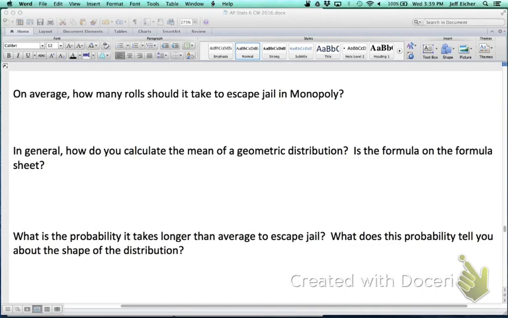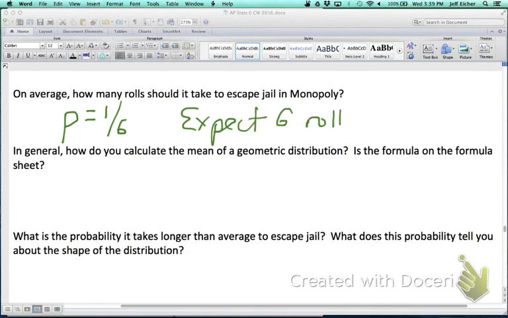We can also calculate an average for a geometric distribution. So on average, how many rolls should it take to escape jail in Monopoly? Well, let's not make this too complicated. If the probability of rolling doubles is 1 out of 6, then we should expect, on average, about 6 rolls to get out of jail. Now, it's not guaranteed on the 6th roll you have to get out, but in a large set of rolls, we would expect it takes 6 rolls on average to get out of jail.